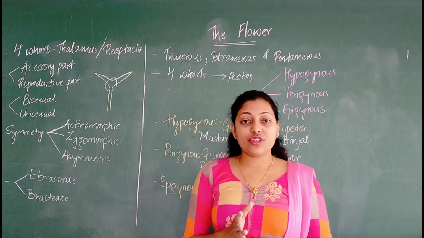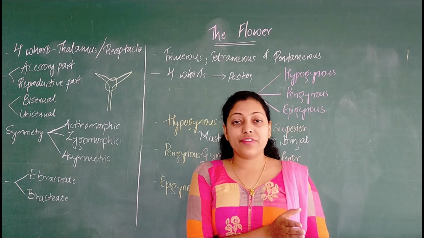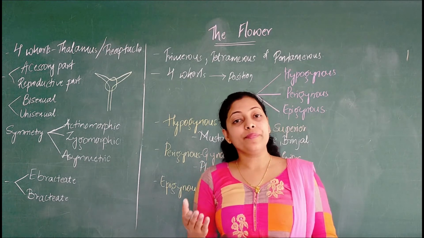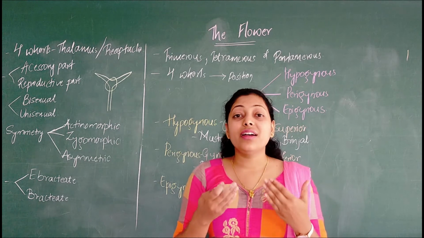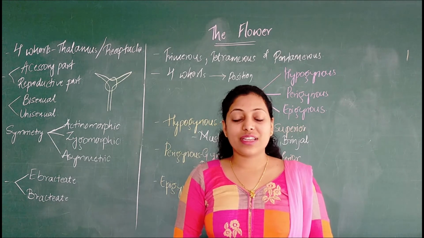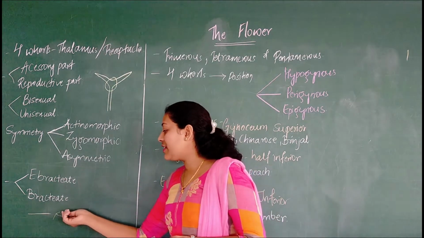And on the presence of bracts we say flowers are either ebracteate, where we see absence of the bracts, or bracteate, where we see presence of the reduced leaf at the base of the calyx. Those are called bracts. Okay, so this is all about the previous class.